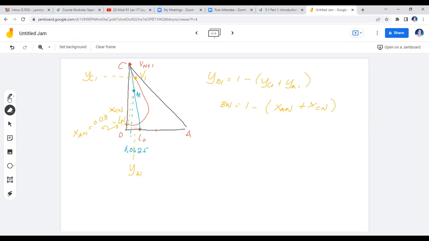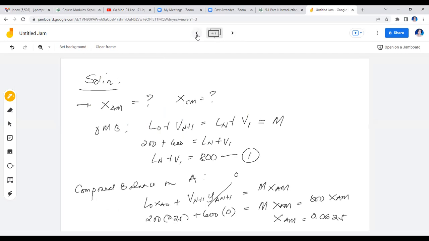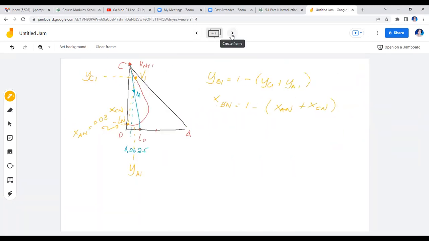Now, if I'm going to ask you, how will you be able to find the amounts? The amounts of the extract and the raffinate layers. How will you find the amounts? You already have the compositions, right? From your material balances. So how will you find the amount of L sub n and V sub 1? You do component balance.